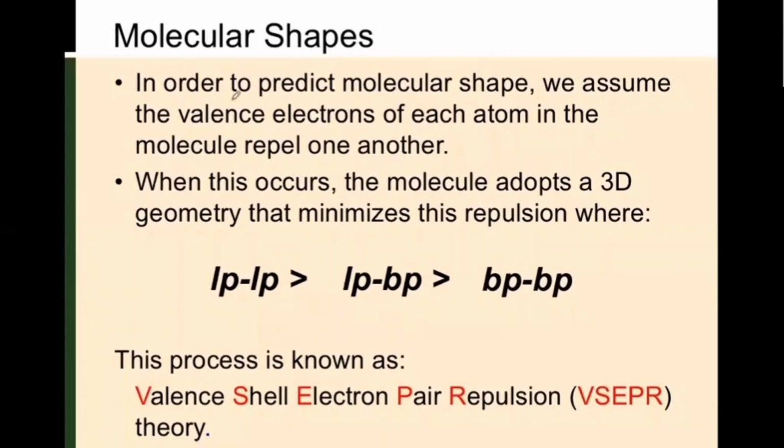So in order to predict molecular shape, we assume the valence electrons of each atom in the molecule repel one another. When this happens, the molecule adopts a 3D geometry that minimizes this repulsion, where lone pair repulsion is greater than lone pair bond pair, which is greater than bond pair repulsion. This process is known as VSEPR, valence shell electron pair repulsion theory. It is an important theory in trying to rationalize the structures of many well-known geometries and molecules. Those electrons which are extra, the lone pairs, their repulsion from each other is much greater than lone pair bond pair repulsion. Bond pairs, remember, are those that are shared between different atoms in order to form bonds, which is greater than bond pair repulsion.